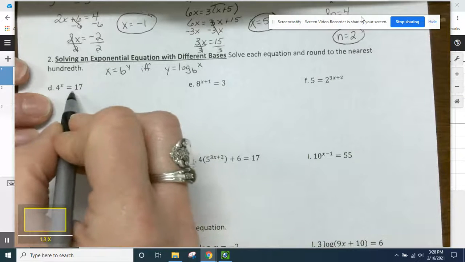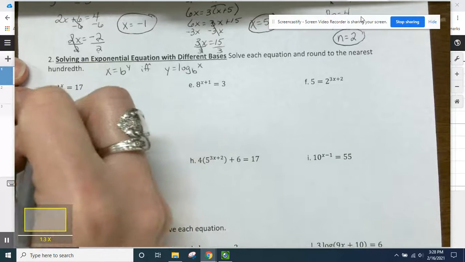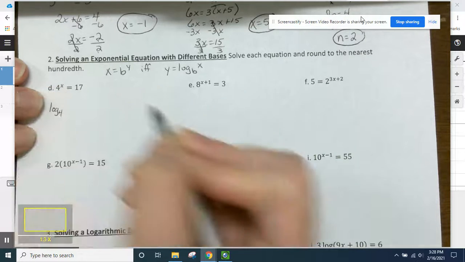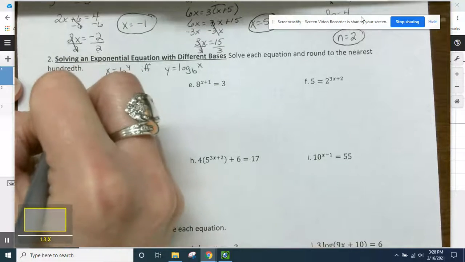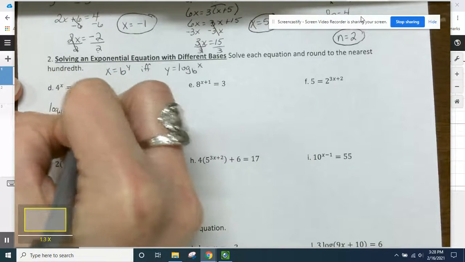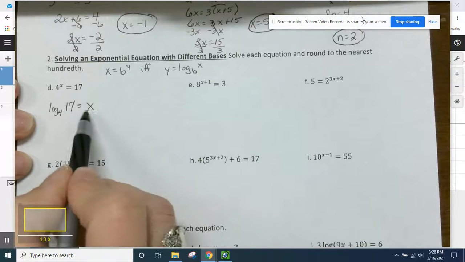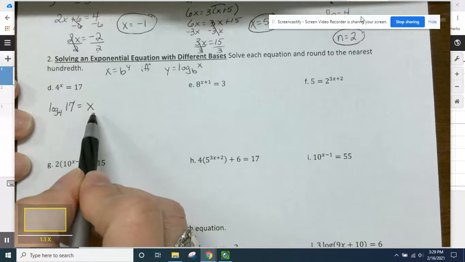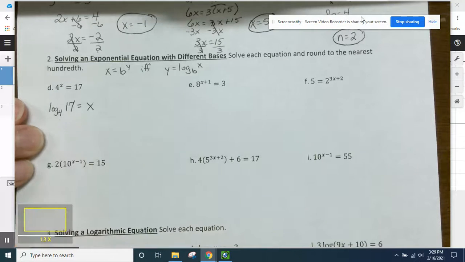Okay, so I have 4 to the x equals 17. So 4 is my base. So that means the log base 4 of 17 has to equal x. Wow. It's already got the x isolated for me. So now all I need is a calculator to determine log base 4 of 17.